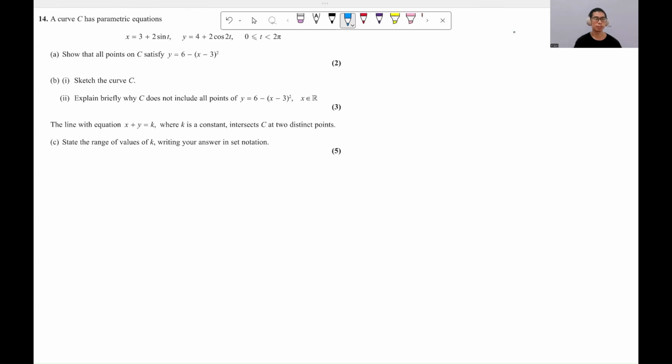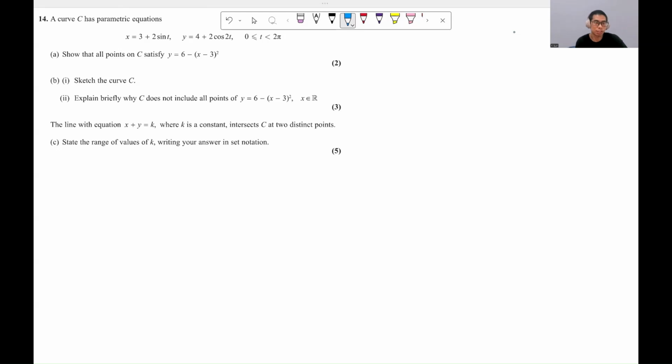Okay, question 14. A curve C has parametric equations x equals 3 plus 2 sin t and y equals 4 plus 2 cos 2t, where t is greater than or equal to 0 and less than 2 pi. Part A wants us to show that all points on C satisfy y equals 6 minus (x minus 3) squared.